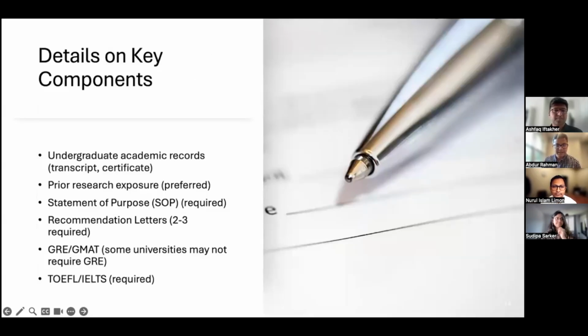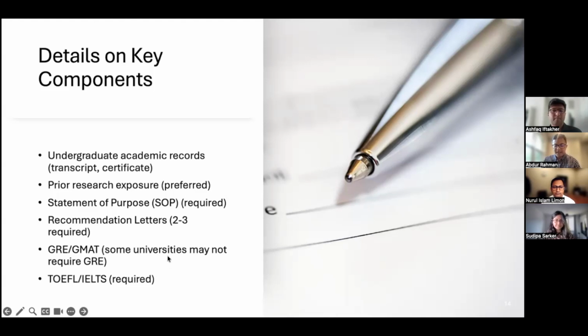Thank you, everybody. So let's talk a little bit more in detail about the components of the application. First of all, the undergraduate academic records, the transcript and certificate, is a requirement that you need to submit at some point throughout the application process. But what we can do right now when you're in undergrad is to focus on getting your grades a little bit up. Try as much as possible to get your CGPA to higher marks.